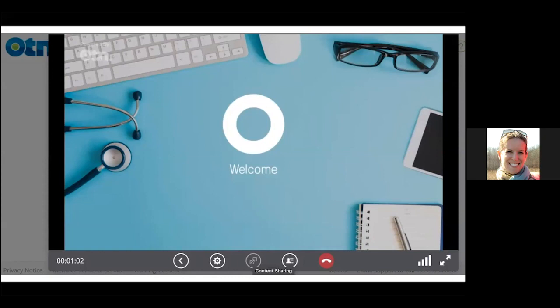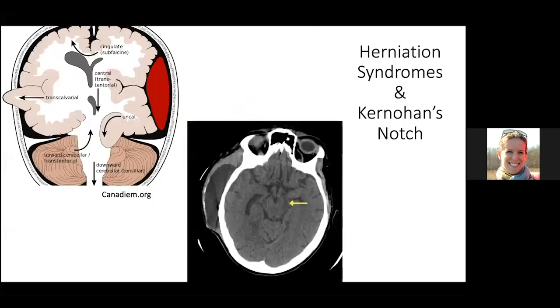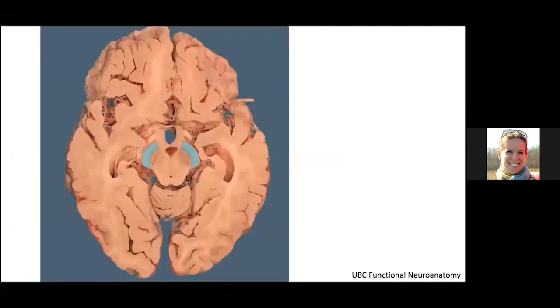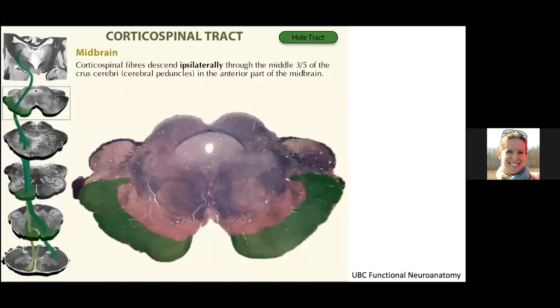In this specific case, we talked about an interesting case of neuroanatomy related to herniation syndromes and Kernohan's notch phenomenon. We talked about relevant anatomy of the brainstem and the corticospinal tract. And so it was a nice wrap up of all of that clinical reasoning and tying it in with what we were seeing with the patient's findings.